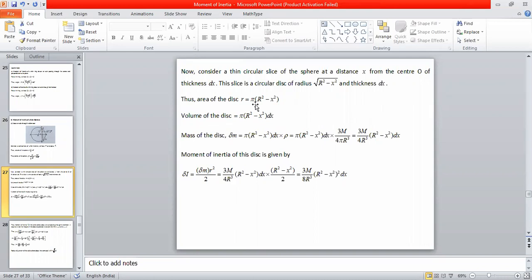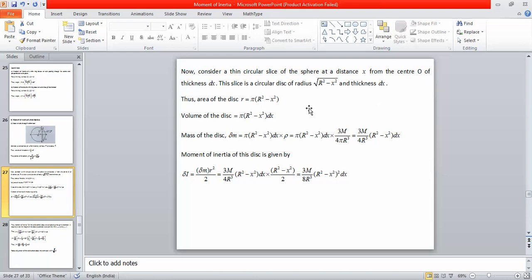So the area of the disc is nothing but pi r square, pi times small r square, but small r is nothing but square root of R square minus x square. So therefore small r square becomes capital R square minus x square. So therefore the area of the disc is pi times R square minus x square. Did you understand this step?